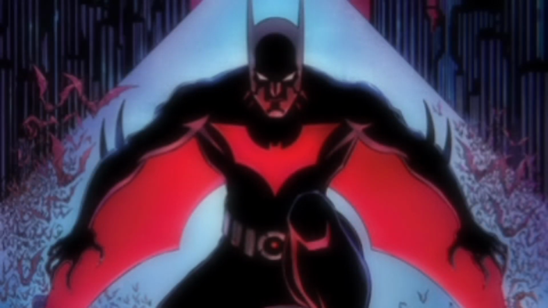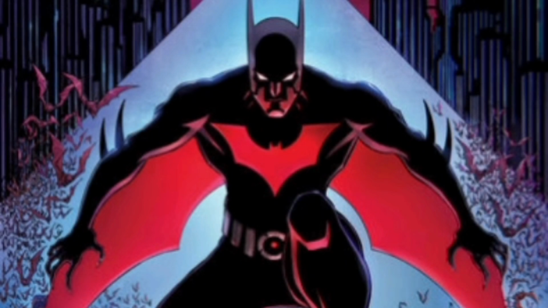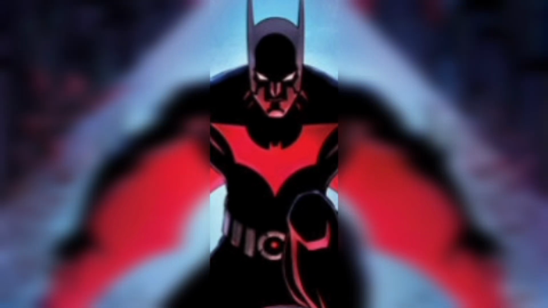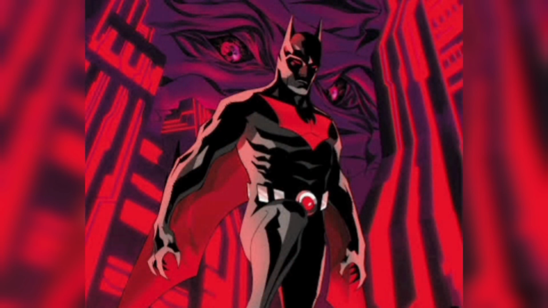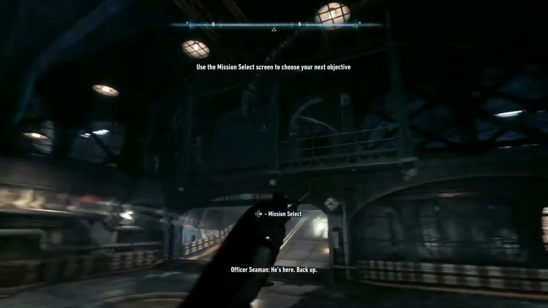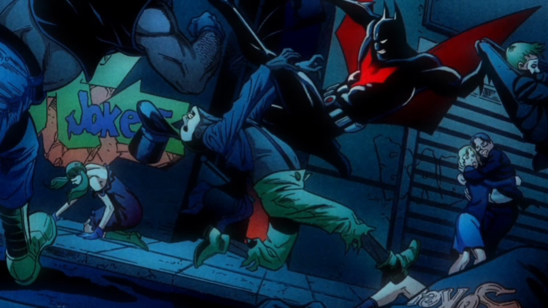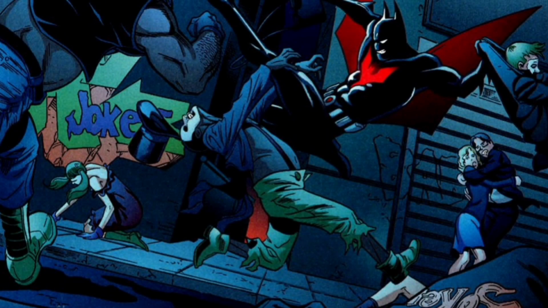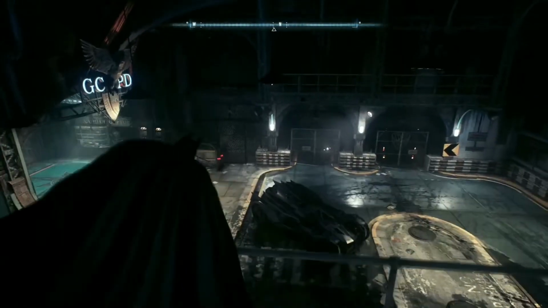Then there's Earth 12's Futuristic Batman. On Earth 12, the Batman of the future takes center stage, resembling Terry McGinnis from the Batman Beyond TV series. Terry is mentored by an older Bruce Wayne and uses advanced technology to fight crime in a high-tech Gotham. This version shows how Batman's mission continues even in the far future.